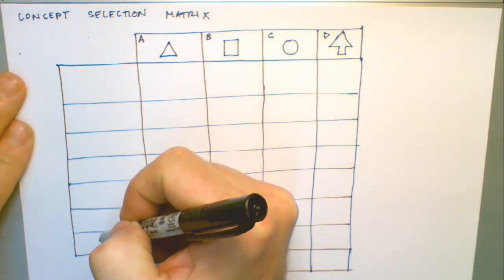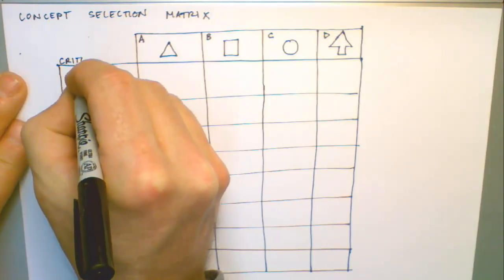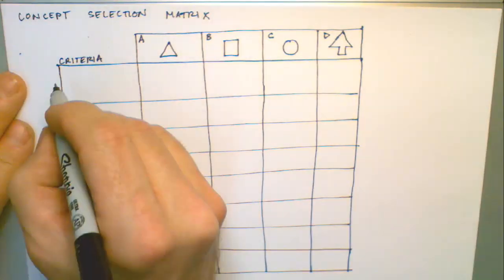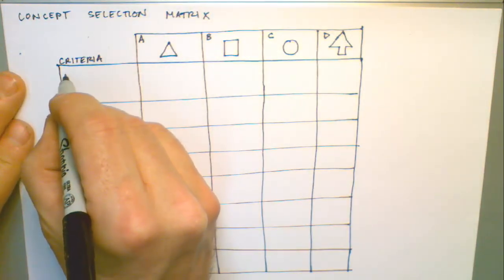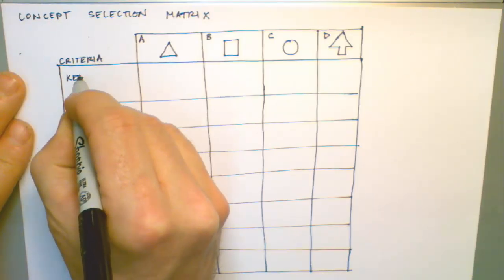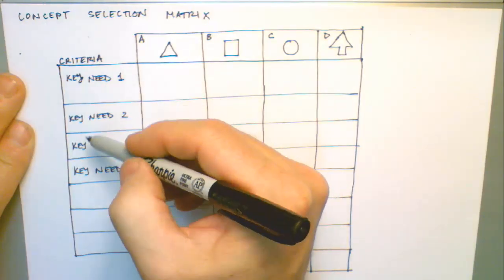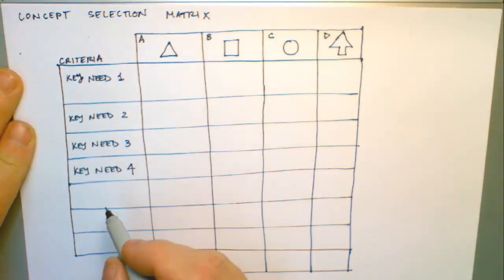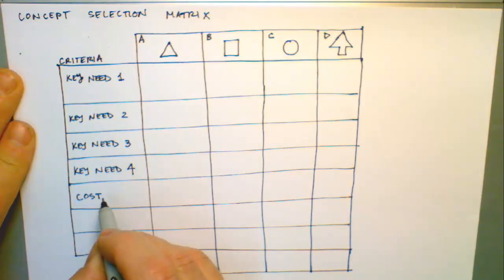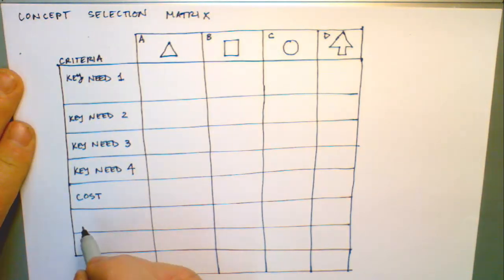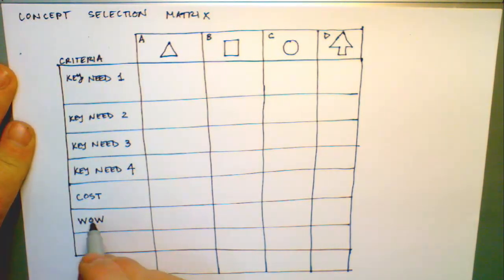The rows of the matrix are the criteria. I like the criteria to be the key needs. So in this case, I've shown 4 key needs, and almost always there are 3 additional criteria that apply in the design of almost any artifact, and they are cost, or some measure of economic efficiency of delivering the artifact. Wow, that is how fundamentally interesting, novel, or unexpected is the concept. And elegance and beauty.